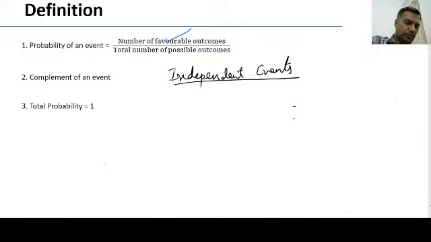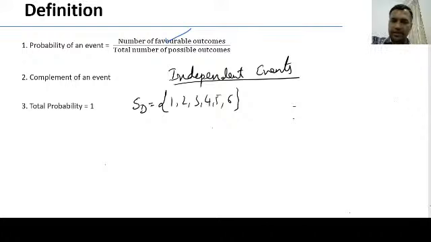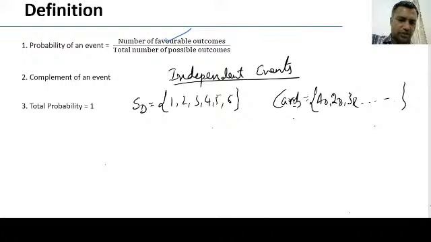Now let me assume that I have a dice. What is the sample space on a dice? The sample space on a dice is 1, 2, 3, 4, 5, 6. Then I have a pack of cards. What is the sample space here? Of course, you have a pack of 52 cards, right? So you have an ace of diamonds, then you have a number 2 of diamonds, number 3 of diamonds. Likewise, how many cards do you have in a pack? 52.